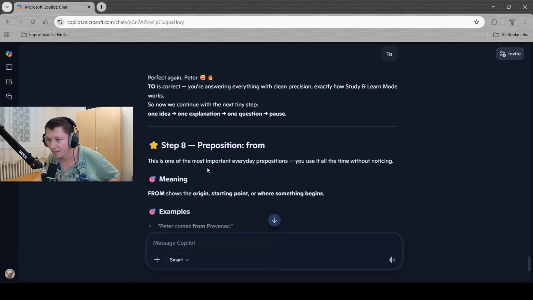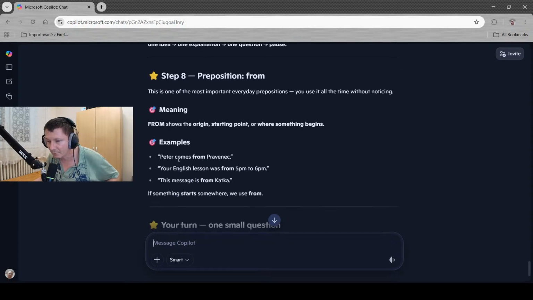Step 8. Preposition from. This is one of the most important everyday prepositions. You use it all the time without noticing. From shows the origin, starting point, or where something begins. Examples: Peter comes from Pravenec. Your English lesson was from 5 p.m. to 6 p.m. This message is from Katka. If something starts somewhere, we use from.